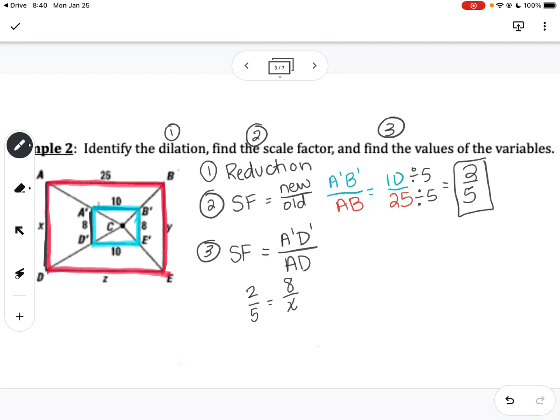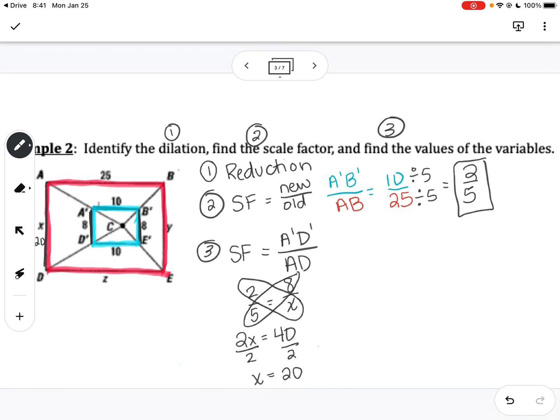But another way that you can do this is by solving this proportion. If I solve the proportion, I'm going to cross multiply. So this would say 2x equals 40. Then I can divide by 2, and I can say that x equals 20. All right, so now I have the value of x. So x is 20.